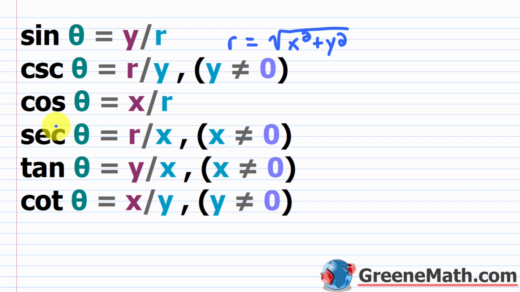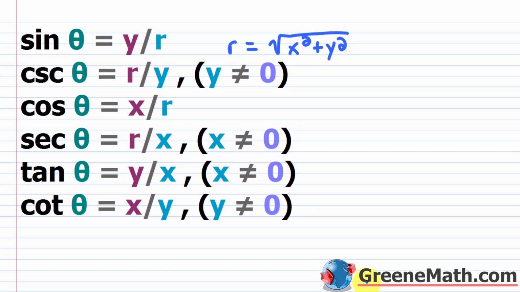Then the same thing goes when we look at cosine of theta, which is x over r, and secant of theta, which is r over x. Again, x is not equal to 0 here. Then again, when we look at the tangent of theta, which is y over x, x is not 0, and the cotangent of theta, which is x over y, y is not equal to 0, those guys are reciprocals of each other as well. So in your book, when you're talking about the reciprocal identities, let me erase this real quick, they'll write them in a specific way.